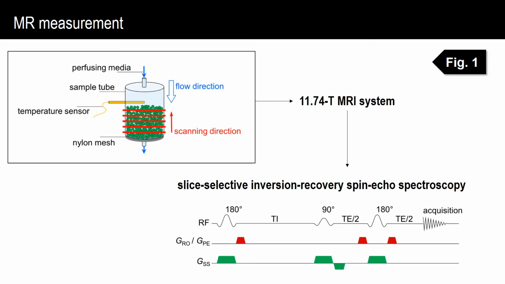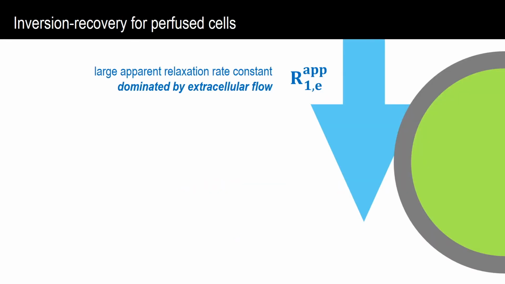We then transferred these cell-attached microbeads into a perfusion system compatible with our 12T MRI scanner. The layout of the central unit of this perfusion system is shown on the upper left, and the MR measurement we took was a slice-selective inversion recovery spin echo spectroscopy, and the MR excited slices were put perpendicular to the global flow direction, and the scanning direction was from bottom to top, which was against the flow direction.